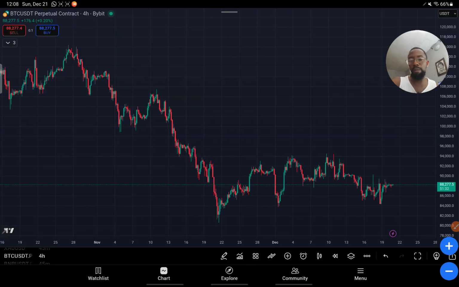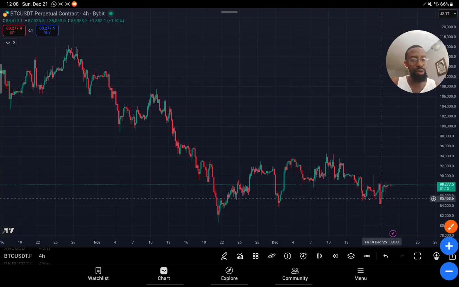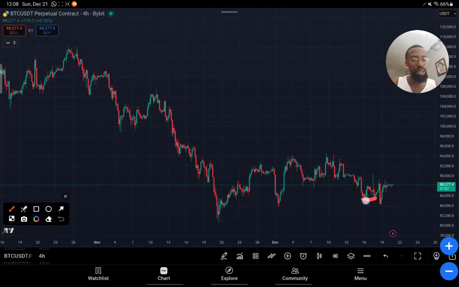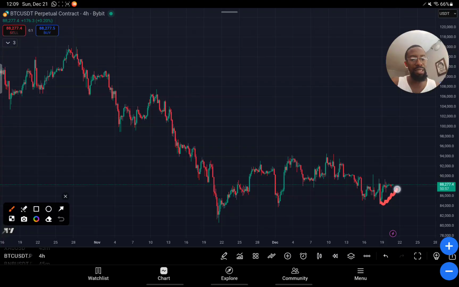Now, looking at this chart, this is the 4 hours time frame. I'm going to be pointing something out. You can see this particular move here. You can see a very, very sharp red candle. That sharp candle caused a break of structure, and you can see it here. This is a clear break of structure. Do you understand? So it means that the market will find its way back up to where this move started.